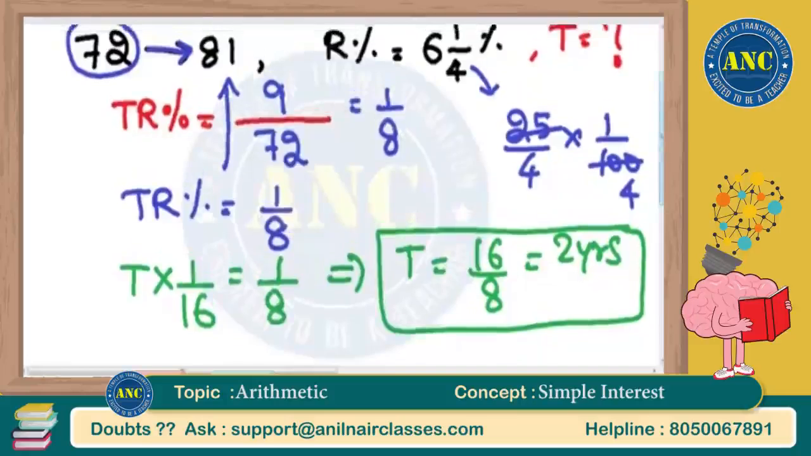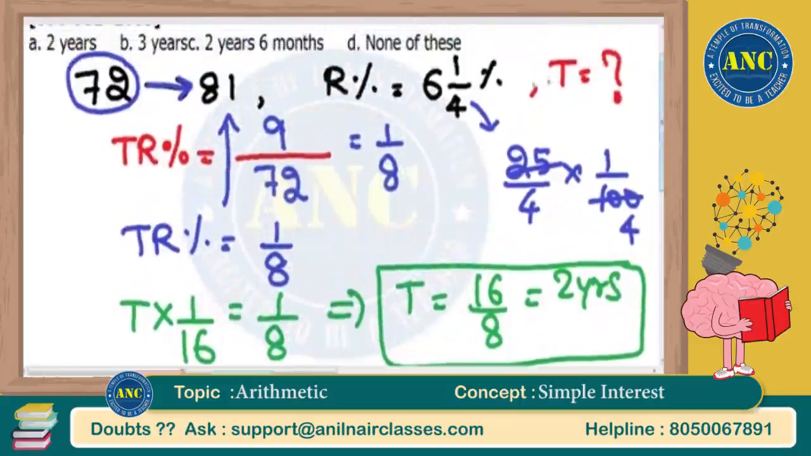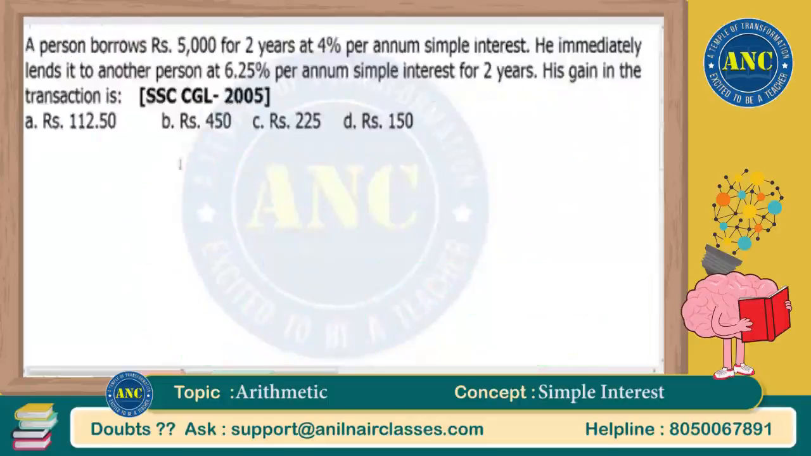The total rate of interest in case of SI is always given by TR percentage, which I gave the proof of when I discussed it in my regular class of simple interest. I hope it is clear. Please listen to this carefully.